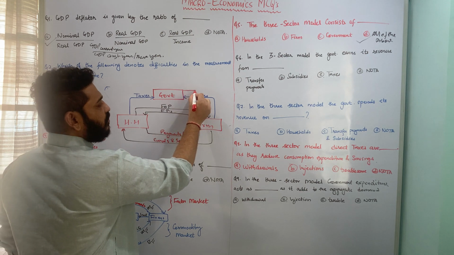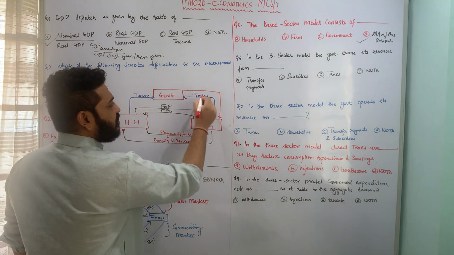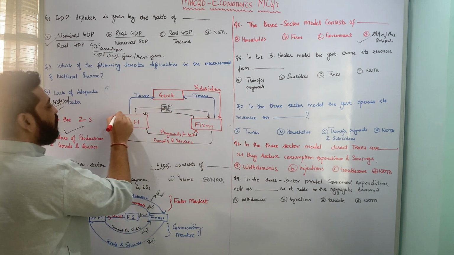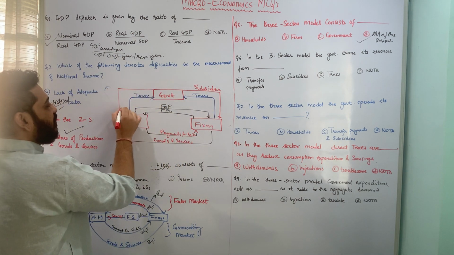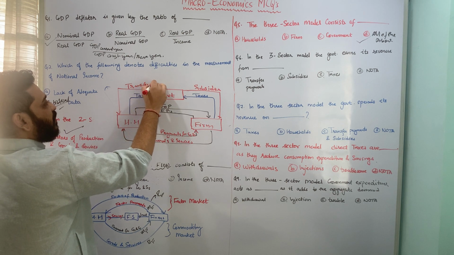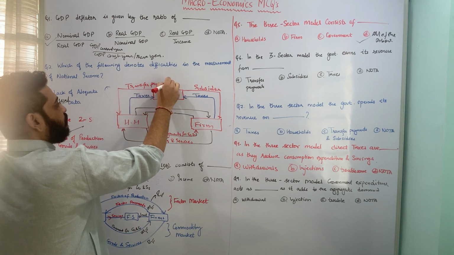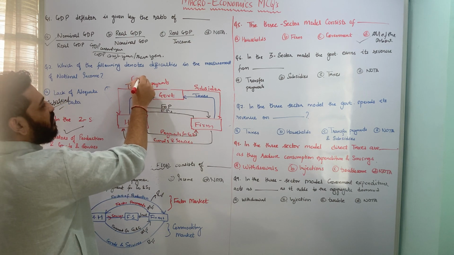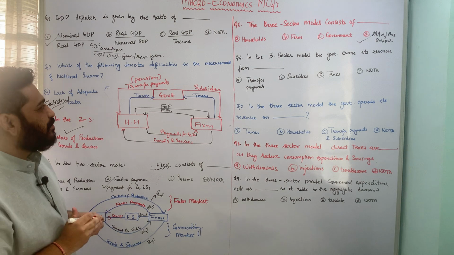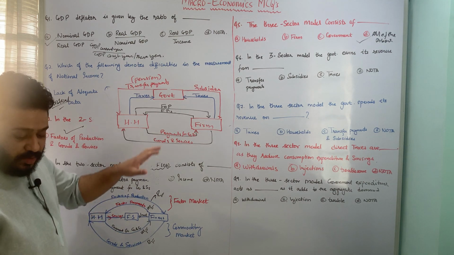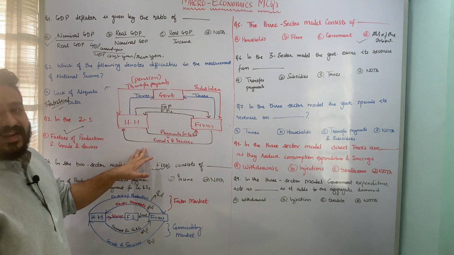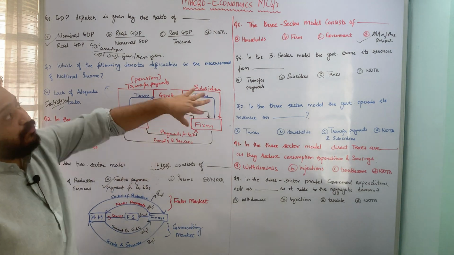For the firms, they send subsidies, and for the household, the government is sending transfer payments. Now these transfer payments are usually, for example, pension. Pension is one of the examples of transfer payments. So I hope now the three sector model with the help of this diagram is pretty much clear. Let us now move to our questions.